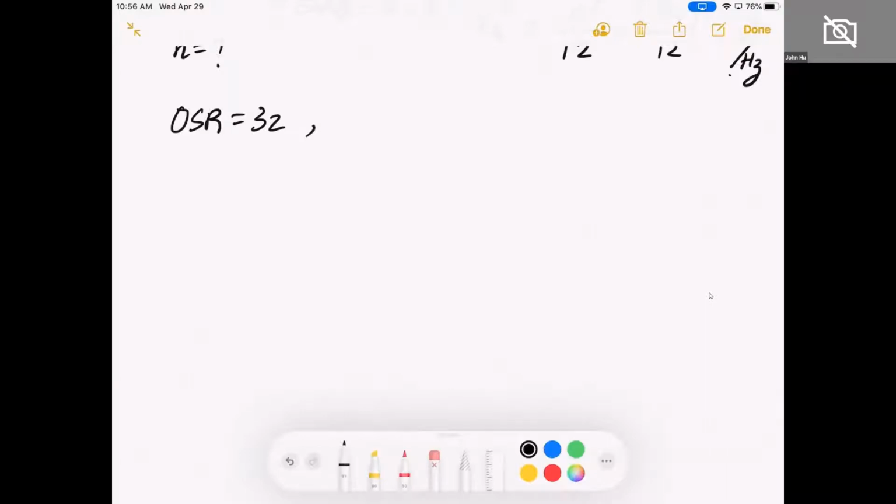I'm asking you to design an ADC, a sigma delta ADC, or delta sigma ADC, that has an effective number of bits of 20 bits. This is a lot, right? And then the oversampling ratio is here.